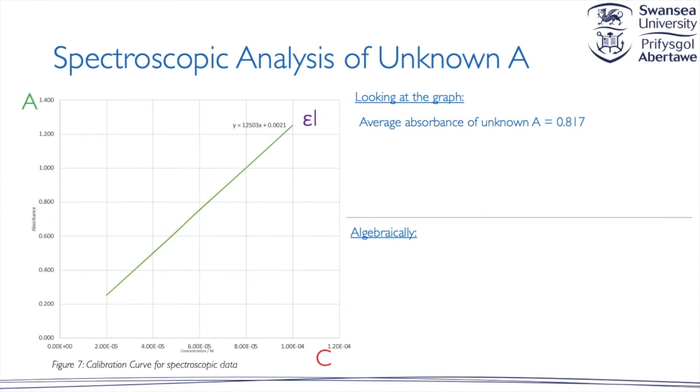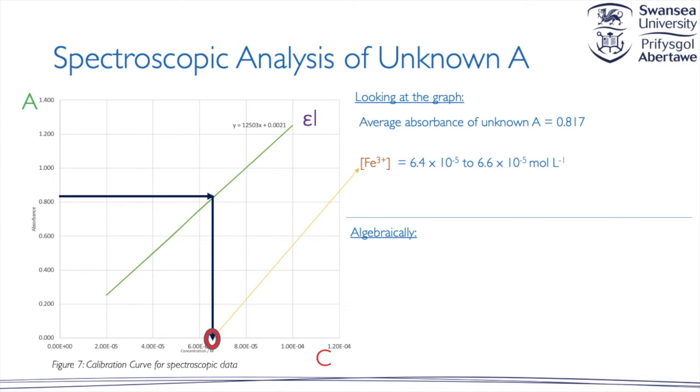So if you want to do this graphically, we look at our average absorbance of 0.817. We then go across the graph and down. And this gives an average concentration of 6.4 times 10 to the negative 5 to 6.6 times 10 to the negative 5 molar. Or we could do this algebraically.